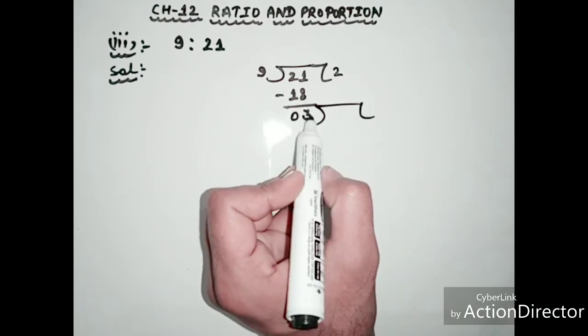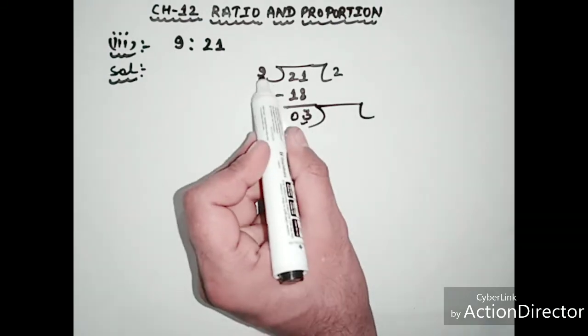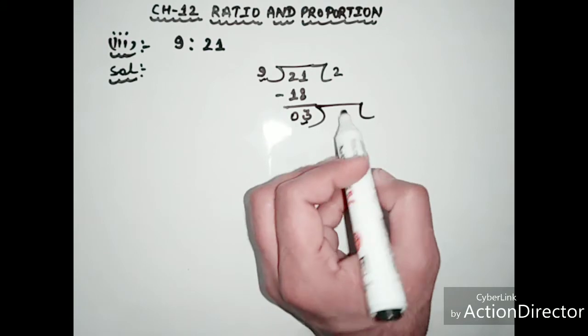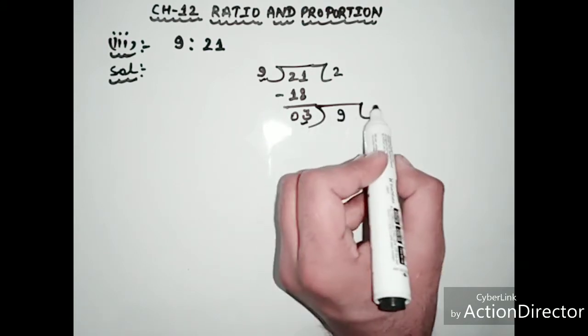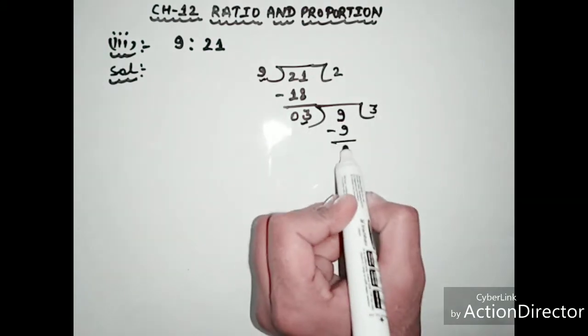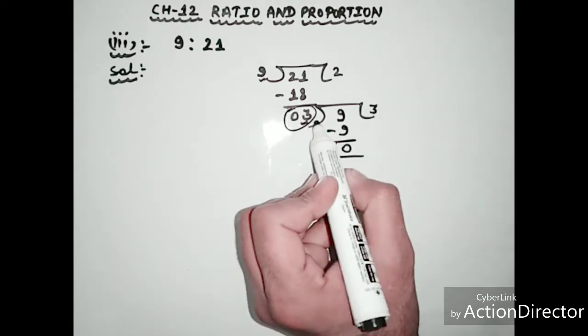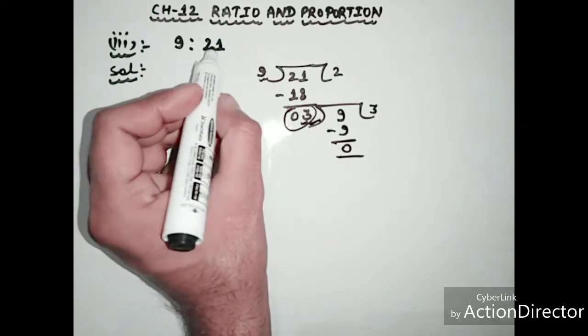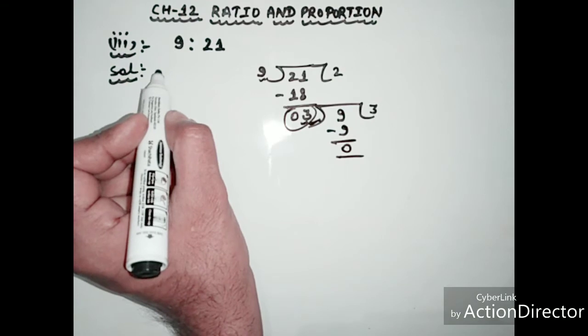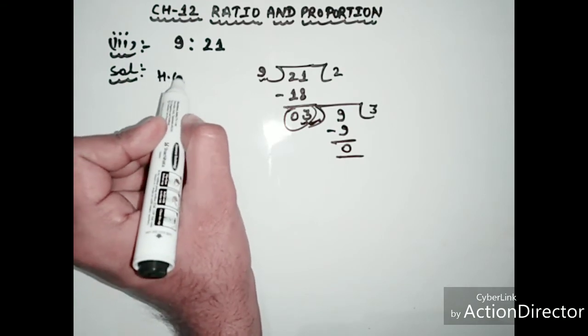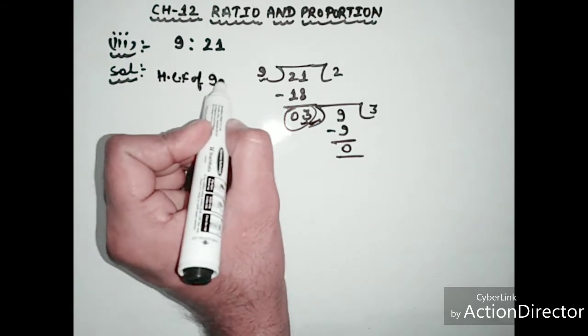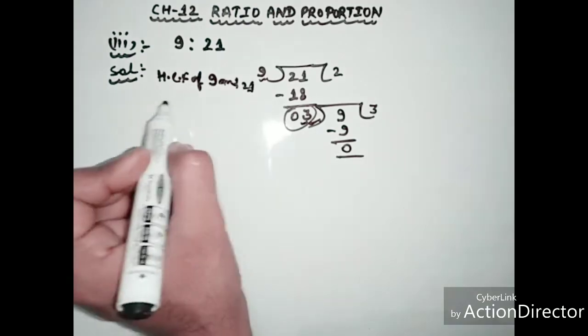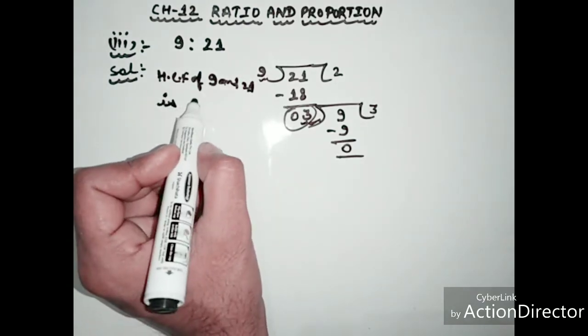So here this remainder takes place as divisor and this divisor takes place here as dividend. Now 3 3s are 9. So here the last divisor is the HCF of 9 and 21. So HCF of 9 and 21 is 3.